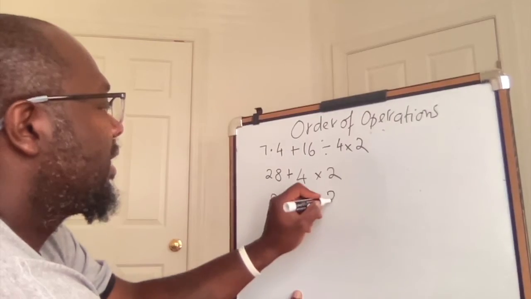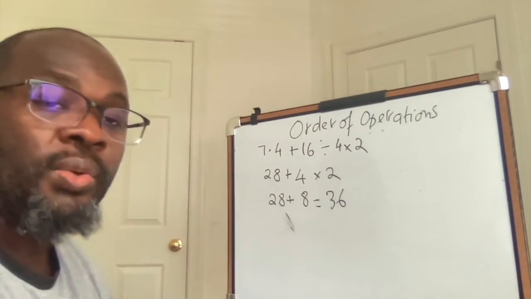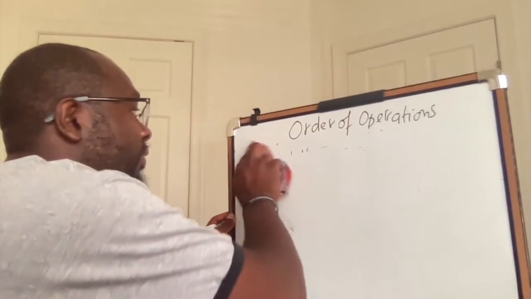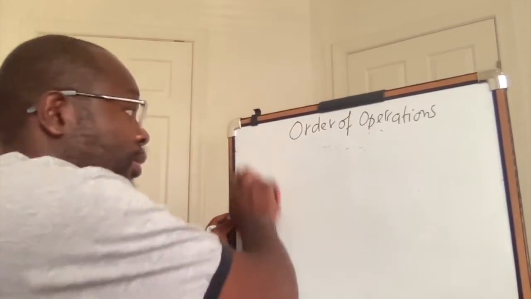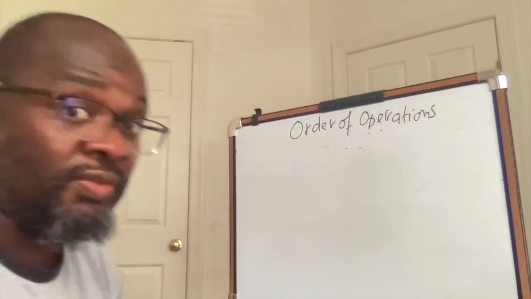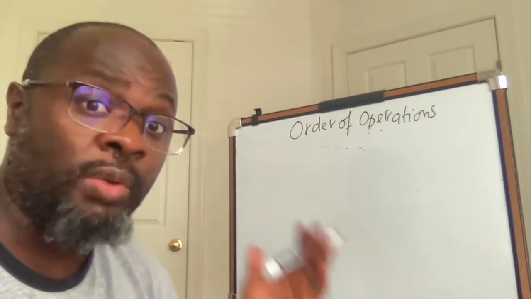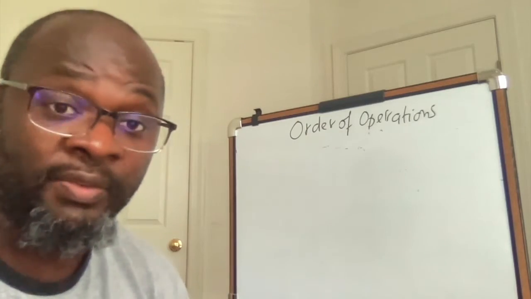So you can see how we did this. Again, when it comes to the order of operations, all you need to remember is you do your parentheses first, then your exponent, then your multiplication and division, and lastly, your addition and subtraction. And the best way to do it is always to go from left to right to be safe.